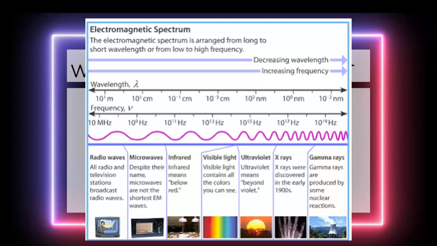So then as we go up the chart here, we've got microwaves, which are not the shortest, but they are found in microwaves. They are the energy that you can use to cook your food. They give your food in the microwave enough energy to vibrate the water molecules. It's actually the constant vibration of those water molecules that cooks your food.